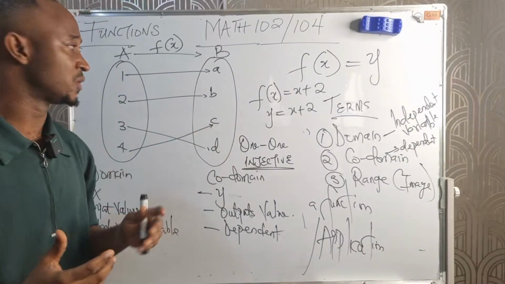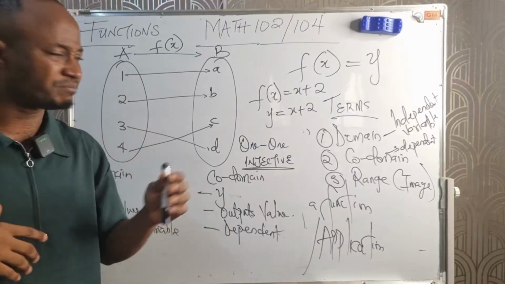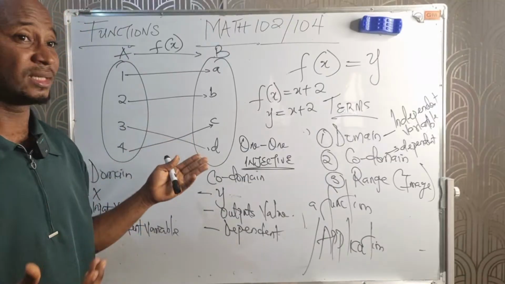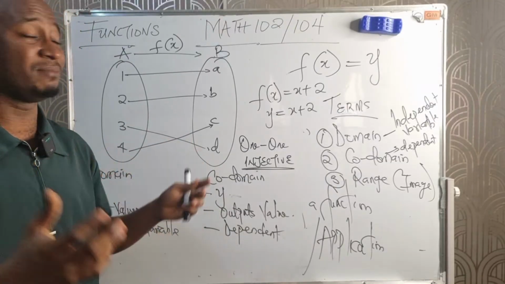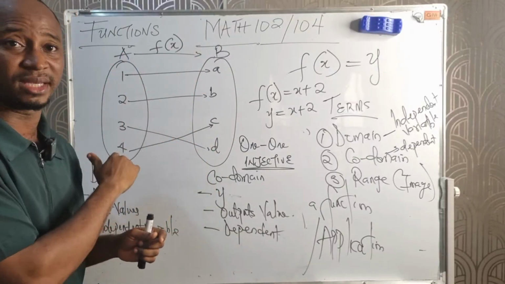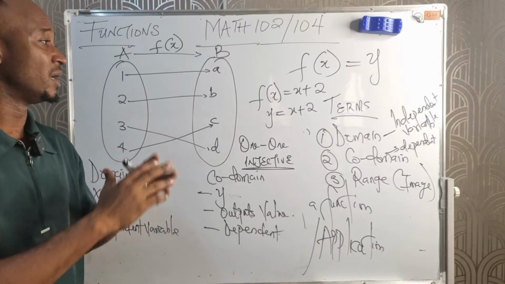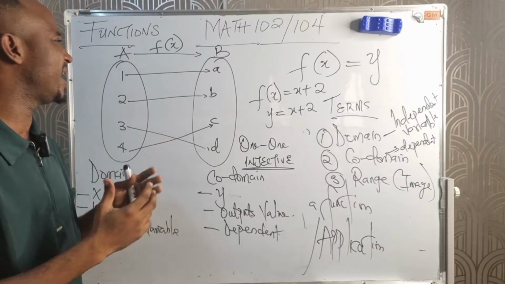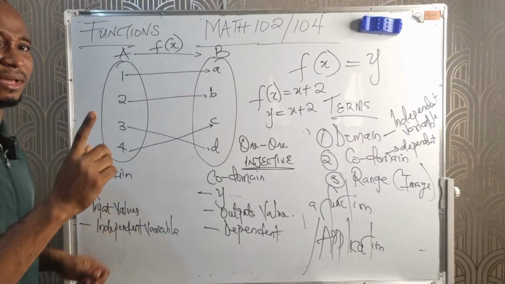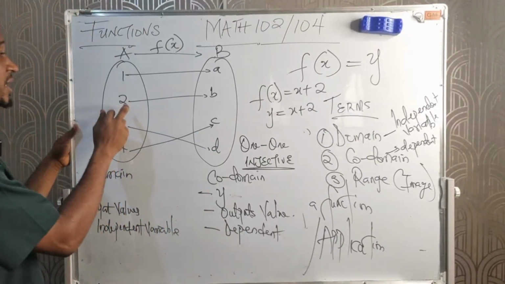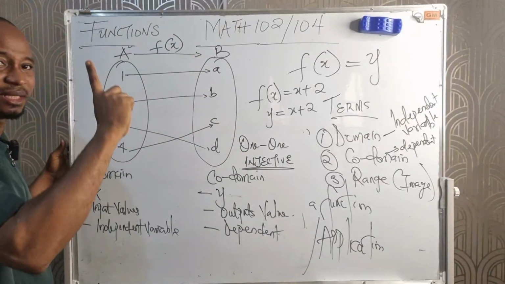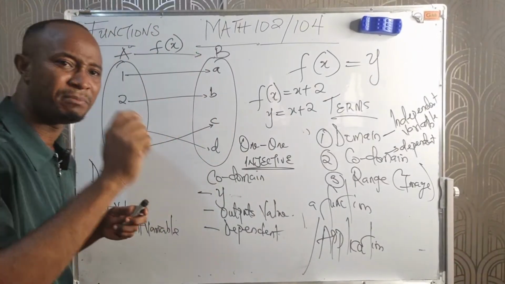That's called one-to-one. So a function can either be one-to-one, or can be onto. Onto means every element in the codomain is assigned to at least one element in the domain. I'm coming to that aspect. It can also be constant, where every element in the domain is assigned to one element in the codomain. We call that constant mapping function.